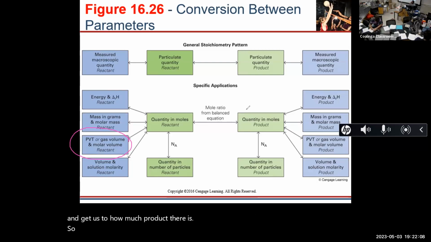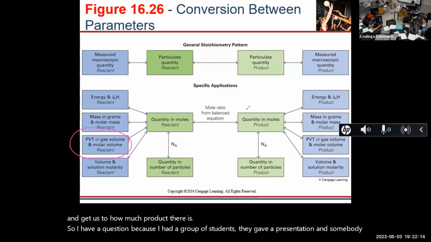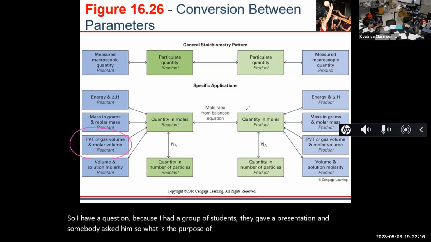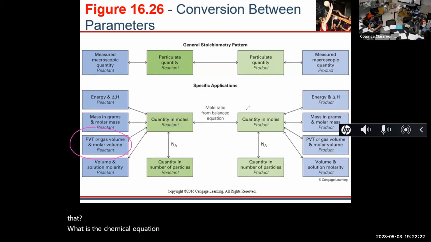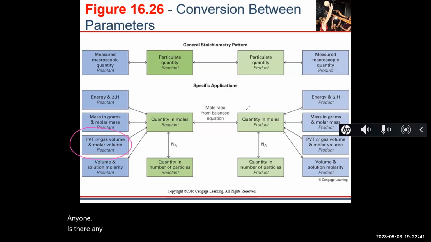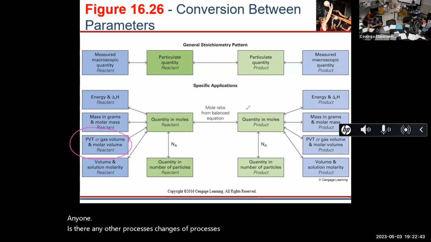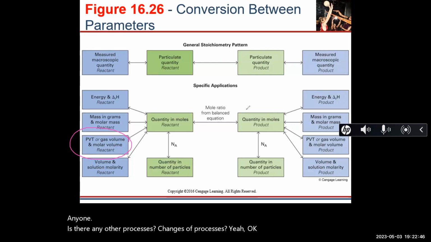So I have a question because I had a group of students that gave a presentation. Somebody asked them, so what is the purpose of balancing chemical equations? Why do you need to do that? What does the chemical equation represent? Anyone? Changes or processes? Changes, processes. Yeah. Okay. So when something combines with something and it becomes something else.